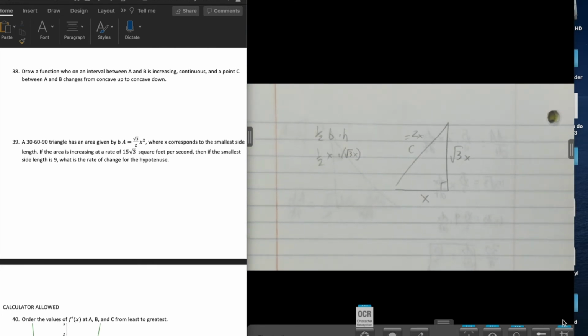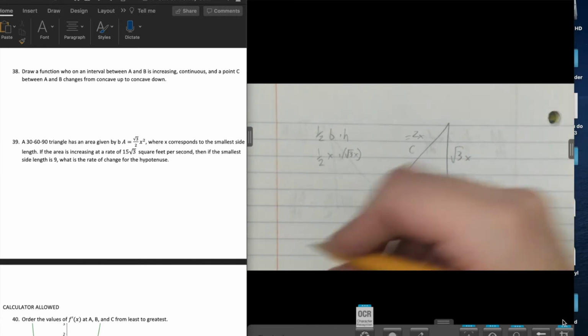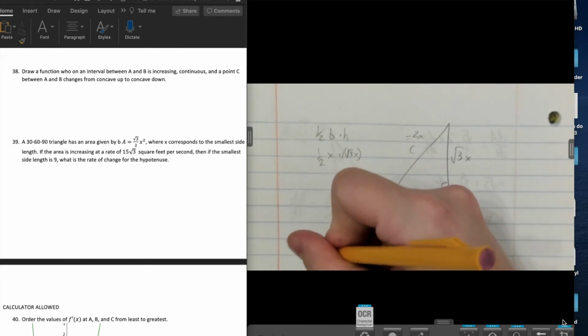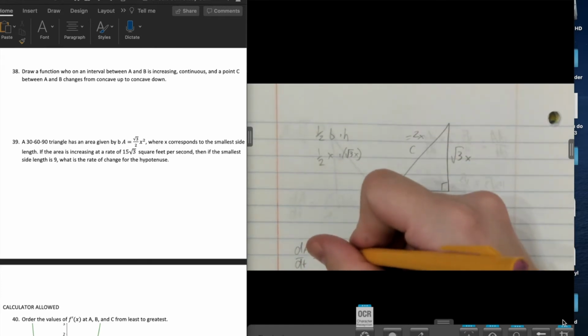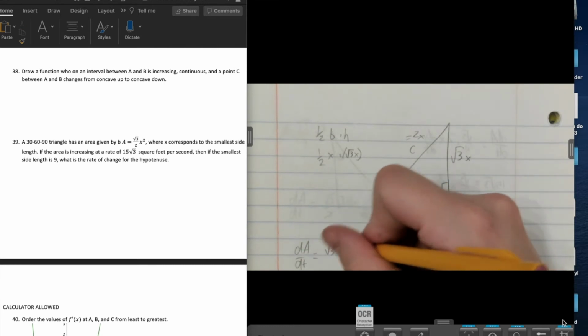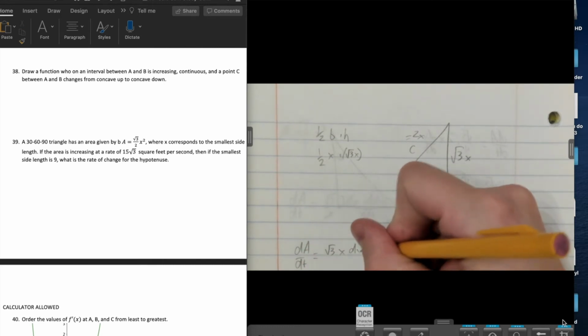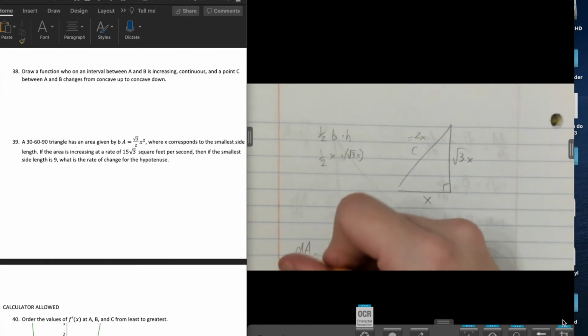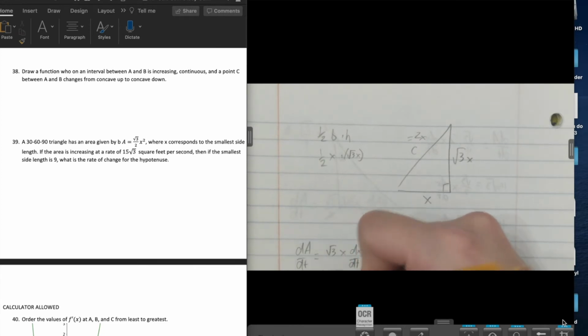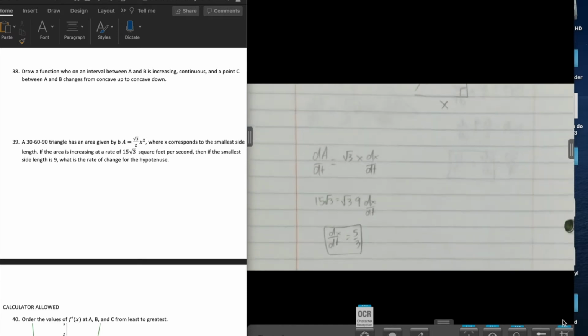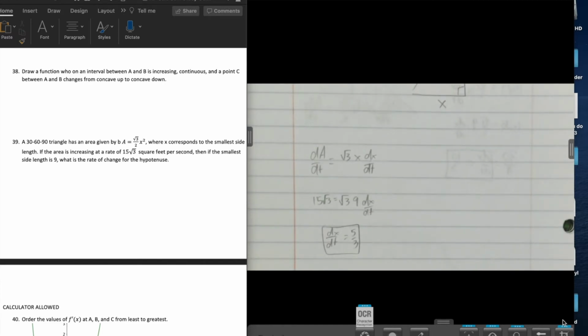Now let's get through this problem using our related rates information. So they tell us the value of dA/dt. Let's differentiate that area formula now. It is going to end up being just root 3 because the 2 over 2 is going to cancel when you do the power rule, x dx/dt. They tell us dA/dt is 15 root 3. They also tell us that x is 9. So we need to solve for dx/dt, and that means we're essentially going to have 15 over 9, which is 5 over 3.